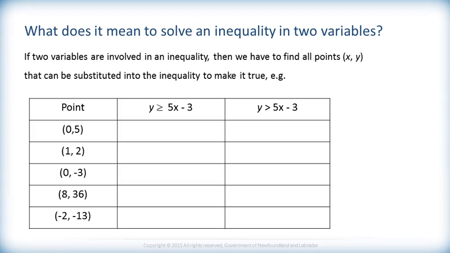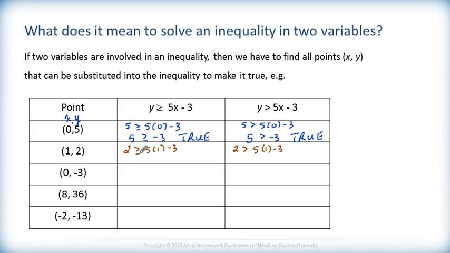Next, what does it mean to solve an inequality in two variables? Well, I've got two inequalities set up here, y greater than or equal to 5x minus 3 and y greater than 5x minus 3. We're going to substitute each of these points, x and y, into each of these inequalities to see if they satisfy. So when I put the 0 and the 5 in for x and y here, I've got 5 greater than or equal to negative 3. That's true, so yes, it does satisfy. And meanwhile, over here, 5 is greater than negative 3, so that's also true. So it didn't matter in this case about whether there was an equal sign or not.